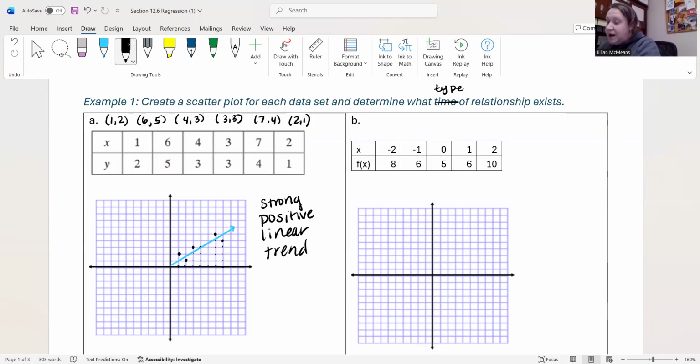So for part B, we have x's of -2, -1, 0, 1, and 2. And then f of x, which remember, if you go back a ways, like back to chapter 7, we know that y equals f of x is just function notation. So in this case, we have f of x, which is the same thing as y. We have 8, 6, 5, 6, and 10. So the ordered pairs that we're really looking at would be -2, 8, -1, 6, 0, 5, 1, 6, and 2, 10.